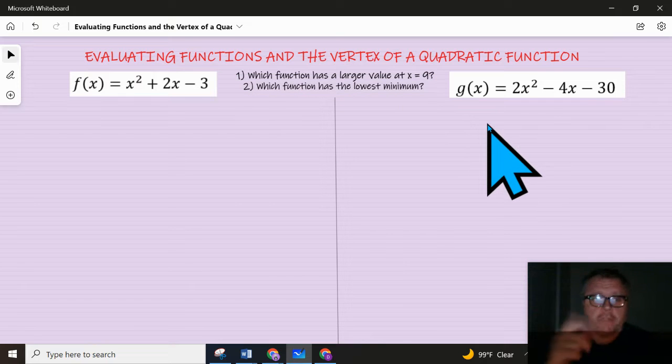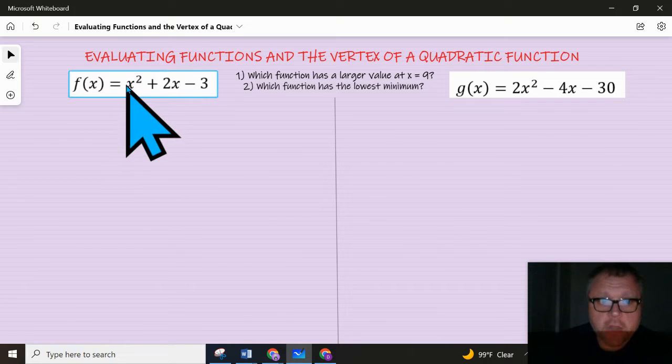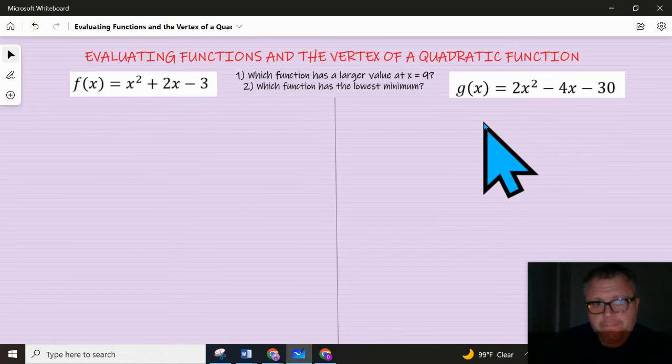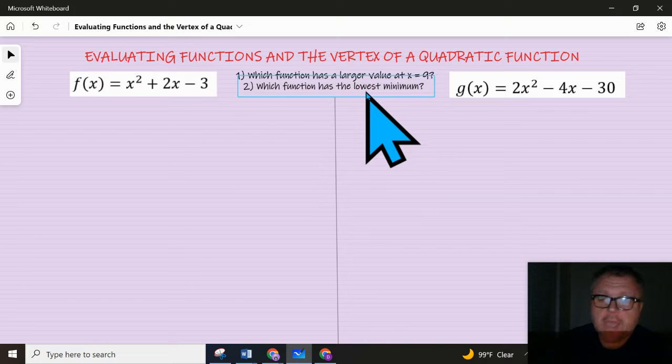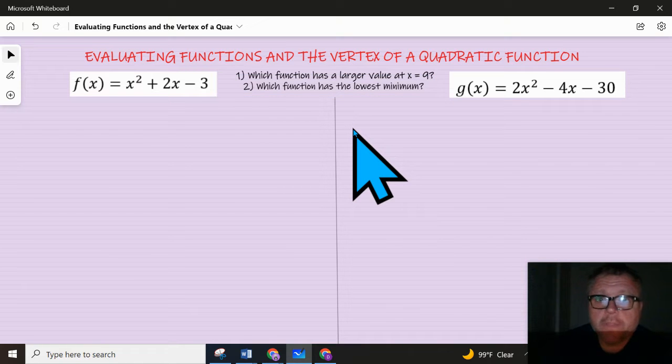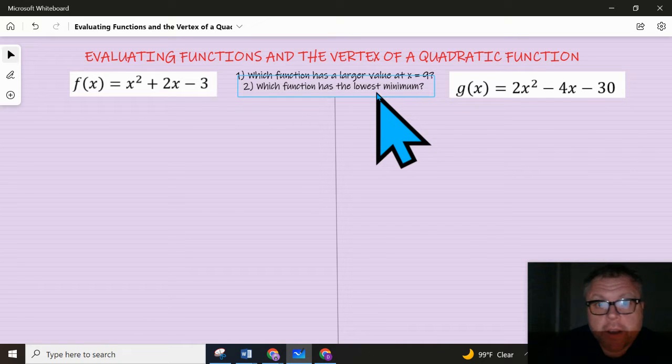All right, so we know both of these quadratics open up because the leading coefficient is positive. The leading coefficient is the number in front of x squared. So we have a 1 here, a 2 here, they're both positive, so they both open up. Why is that important? Well, because they open up, they have no maximum, right? They go up indefinitely, but they only go down so far before they start going back up again, right? So they do have a minimum.